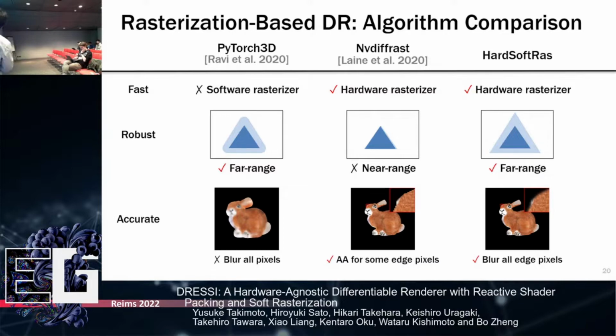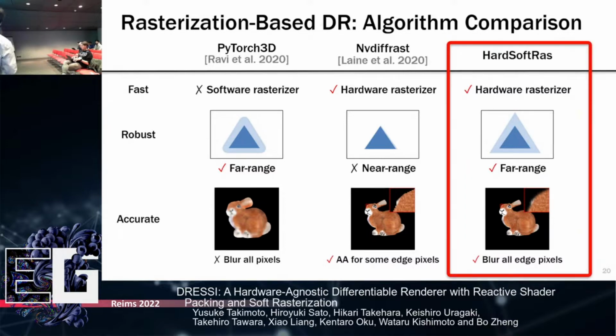Okay, so we compare the rasterization-based algorithms. First of all, PyTorch3D uses a software rasterizer, so its speed is not fast, it is time-consuming, but they use far-range gradients, so it is robust for optimization. But they blur all pixels, so accuracy is limited. In contrast, NVDiffrast introduced hardware rasterization for DR, so it is very fast. But because they use near-range derivatives, robustness is limited. The accuracy is good because they apply anti-aliasing for some edge pixels. So our HardSoftRas cherry-picks from these methods. We use hardware rasterization, far-range gradients, and blurring of all edge pixels. So our method is fast, robust, and accurate.